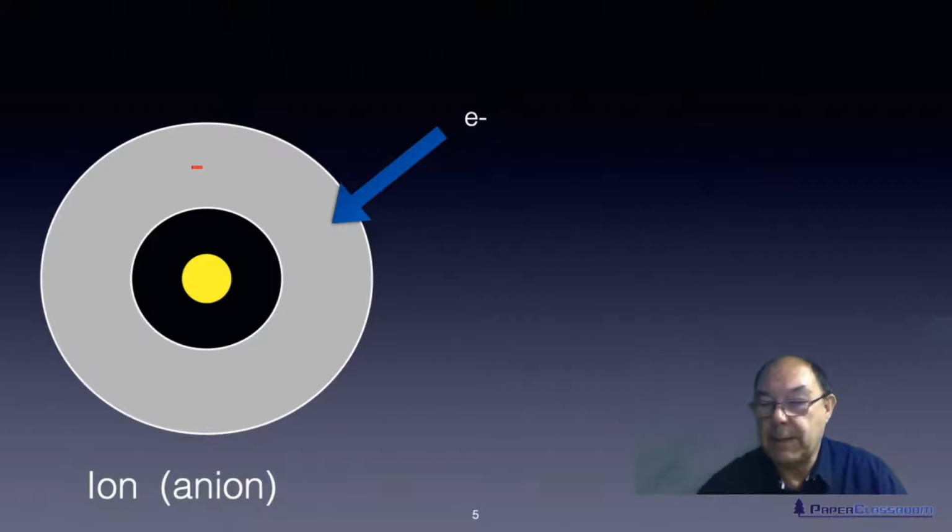So hopefully that makes sense. If it's electrically neutral, it's an atom. If it has a charge on it, it's no longer an atom, it's an ion. If it's positively charged, it is a cation. And if it's negatively charged, it's an anion.